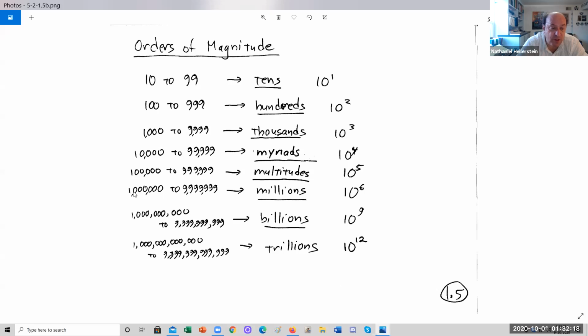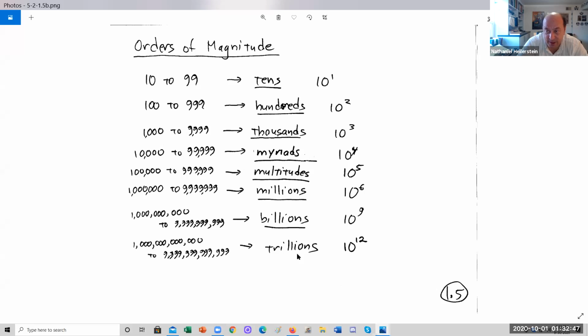Now if it's 10 to the sixth power, 1 million to 9.99999 million, that's in the millions. If it's the ninth power, 1,000 million up to 9,999 million, that's billions, thousands of millions. And 1 followed by 12 zeros up to 9 followed by 12 nines, that's 10 to the 12th power, called trillions.